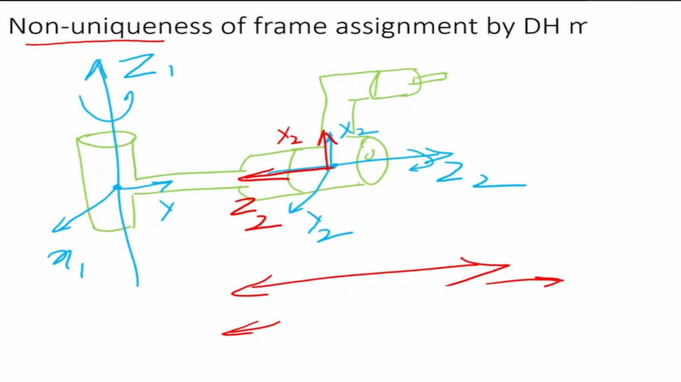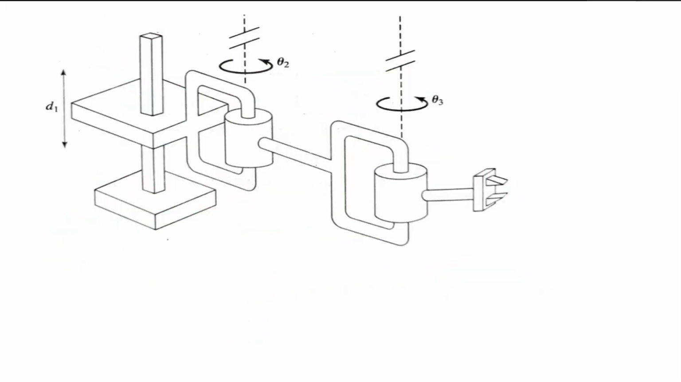But it is very important to understand that there are different ways of assigning the DH notation. Why? Because an axis can be positive up or positive down depending on which side you're seeing it from. Okay, so now let's move on and try to assign axes using DH notation just for practice before I move on to the new topic.